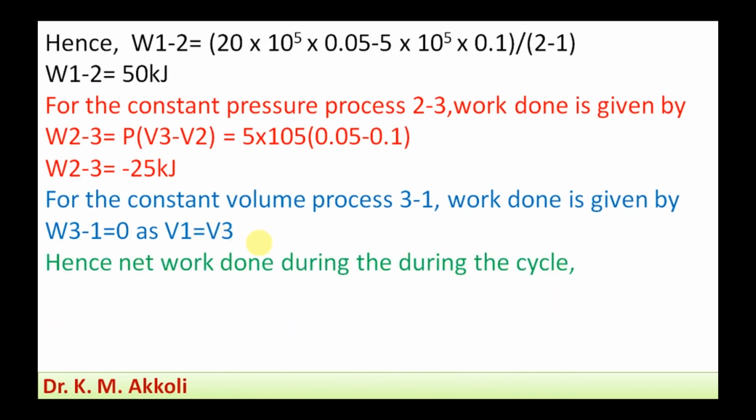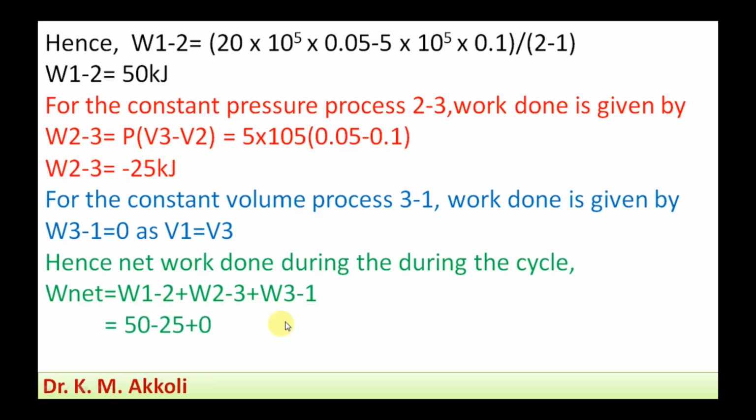Hence, the net work done during the cycle will be the sum of all these. W net is equal to W1 to 2 plus W2 to 3 plus W3 to 1. That is 50 minus 25 plus 0. And finally, W net we are going to get 25 kilojoule. This is how we can determine the net work done for the three processes.